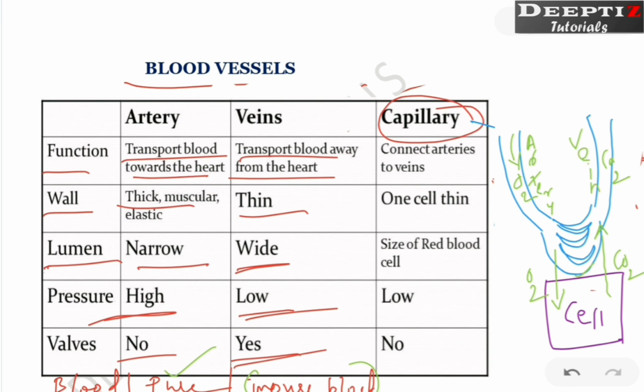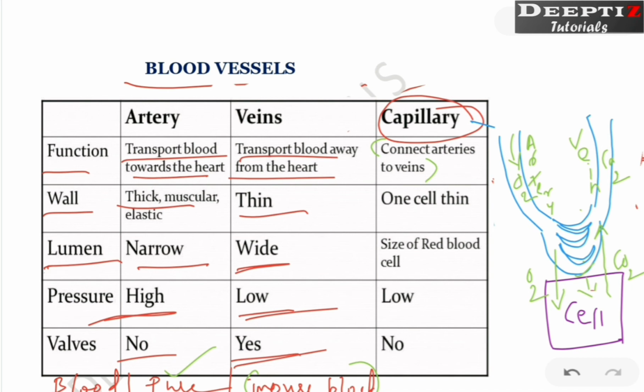So can we say that a capillary connects artery and vein? Yes. So arteries and veins are connected by a small set of blood vessels. We call them capillaries. Can you see this sentence? It connects arteries to veins, or arteries and veins are connected by this one. So what will be there? Near the capillaries, of course, there will be a cell.